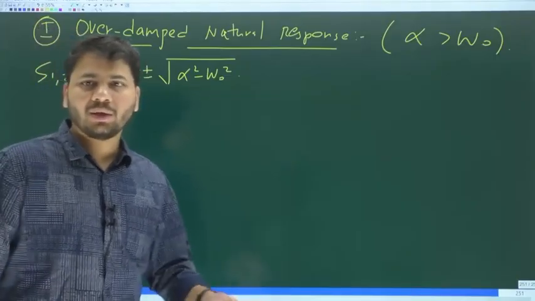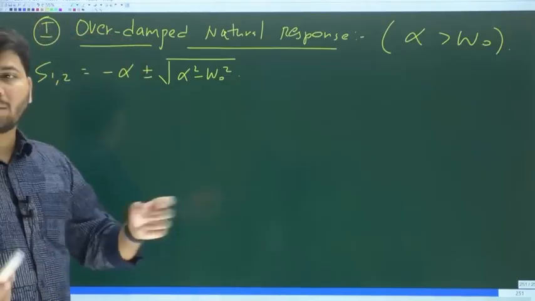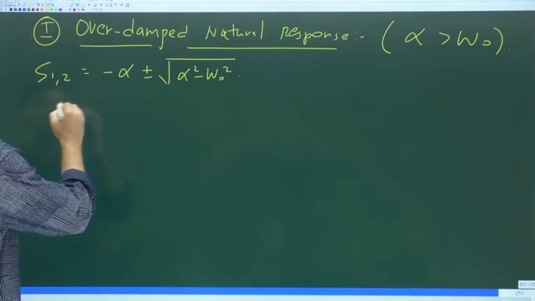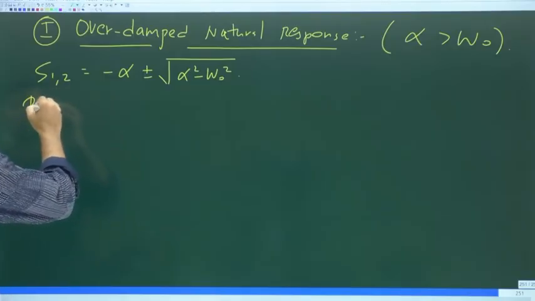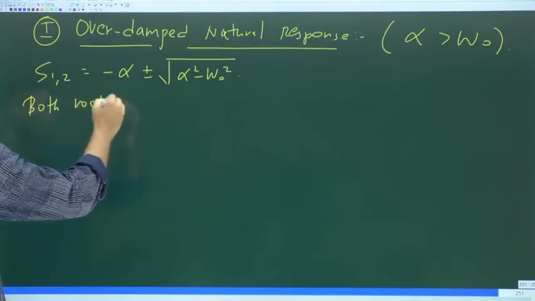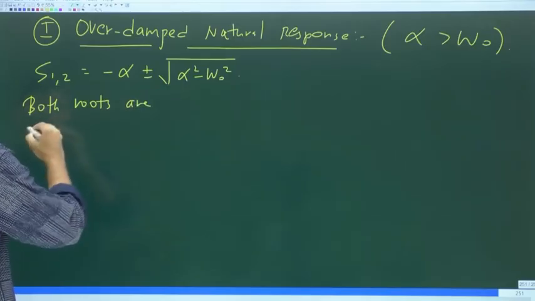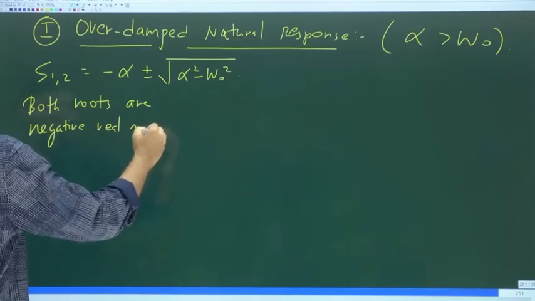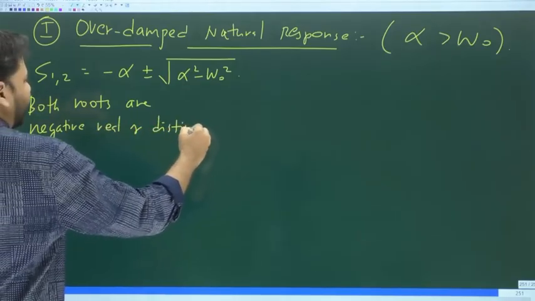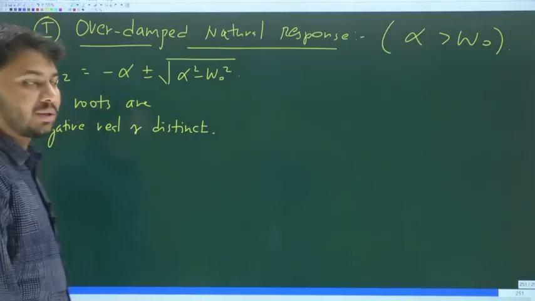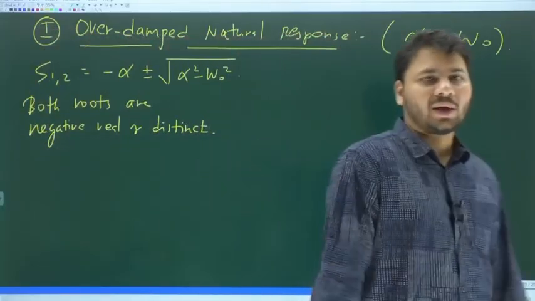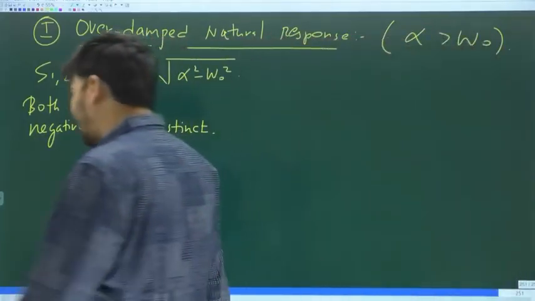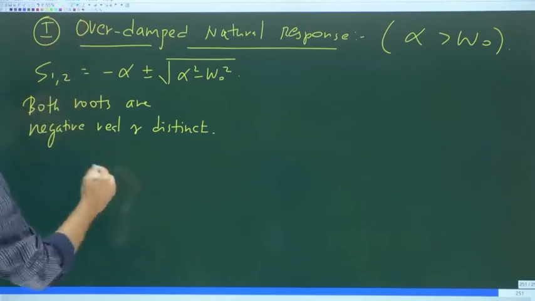You can easily verify it. Both the poles will be lying on the negative real axis. So S1,2, both roots are negative real and distinct. Both the poles, or both the roots of the characteristic equation, are going to be negative real and distinct.